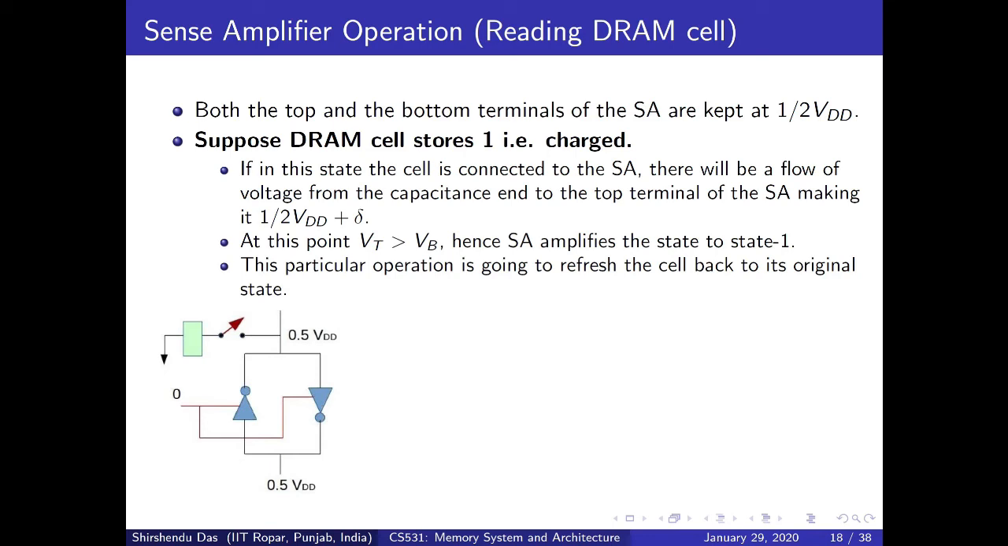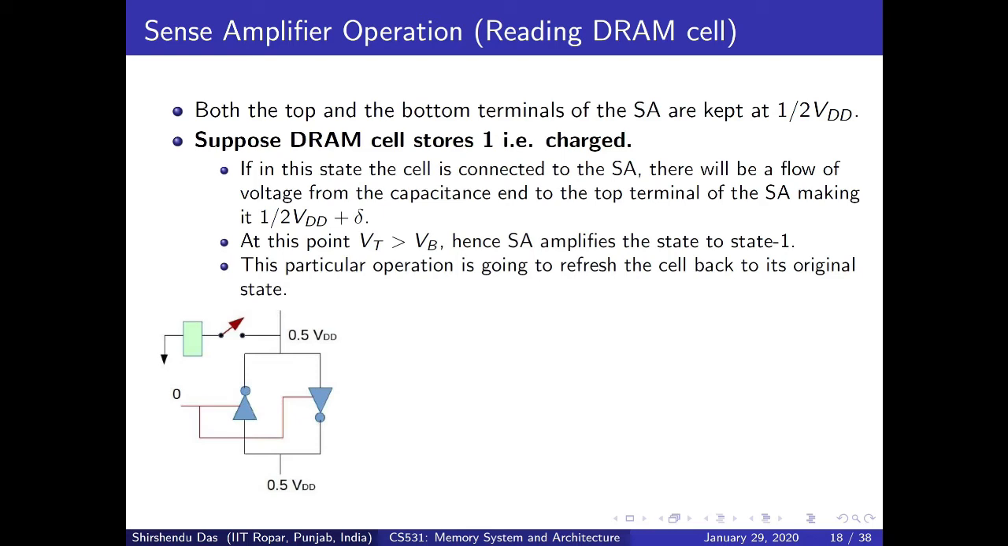So in this way, I explained how a particular cell can be read: how using a sense amplifier you can read binary one from a DRAM cell, and how again using the same sense amplifier you can read binary zero from a DRAM cell. But remember that in both cases, before starting the read operation, the status of the sense amplifier should be like this: 0.5 VDD, 0.5 VDD. That you have to ensure first of all.